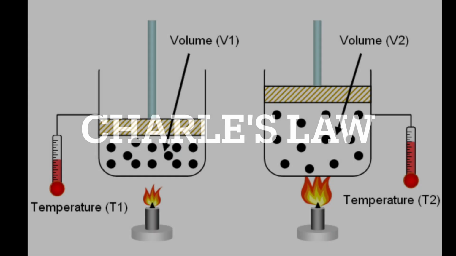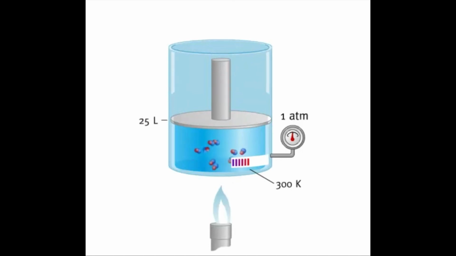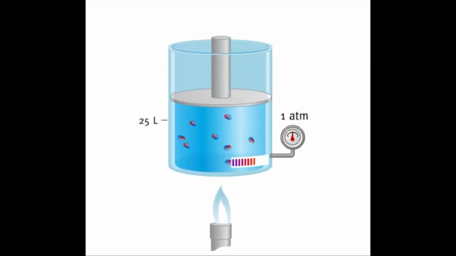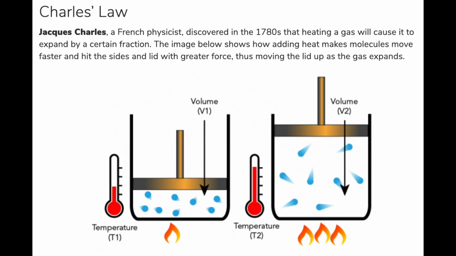Charles' law is the relationship between temperature and volume. As I heat a gas up, the volume will expand. Charles' law says that heating a gas will cause it to expand by a certain fraction. So if you look at that image below, it shows how adding heat makes the molecules move faster, hit the sides of the lid with greater force, and then move the lid up, which increases the volume. The opposite is also true.